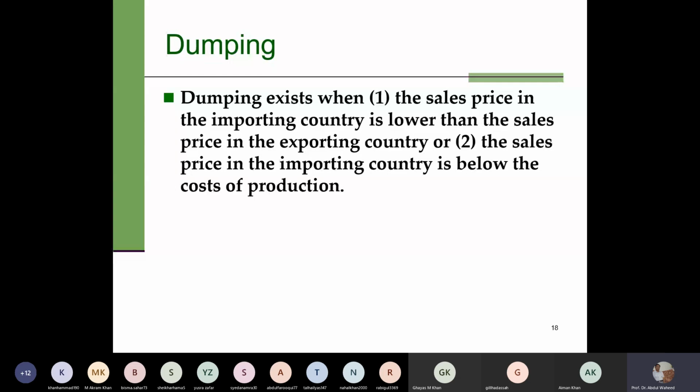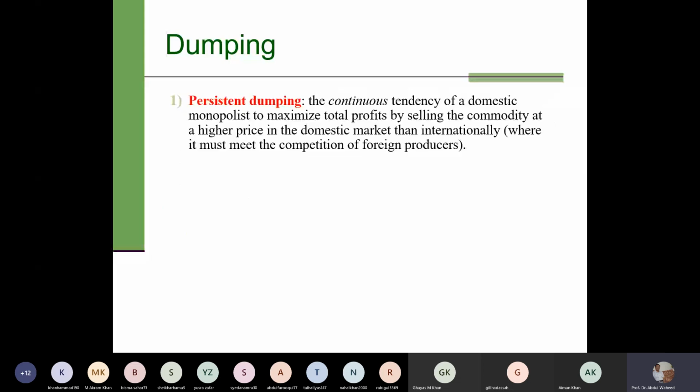Okay, and then we have different types of dumping. We have three types: persistent dumping, sporadic dumping, and predatory dumping. Persistent dumping is the continuous tendency of a domestic monopolist to maximize total profit by selling the commodity at a higher price in the domestic market than internationally.